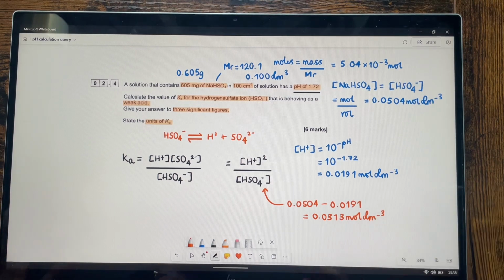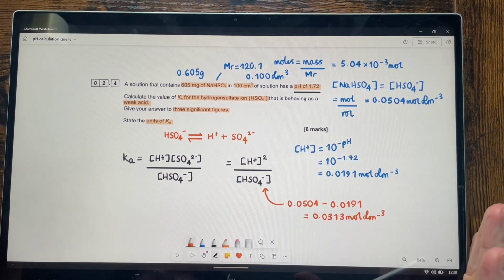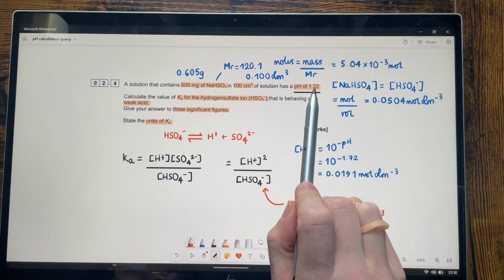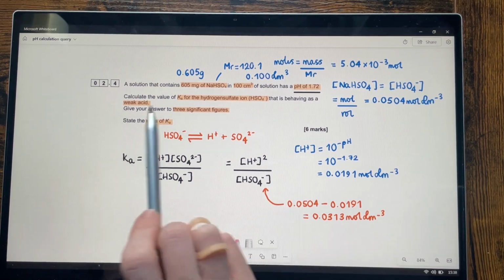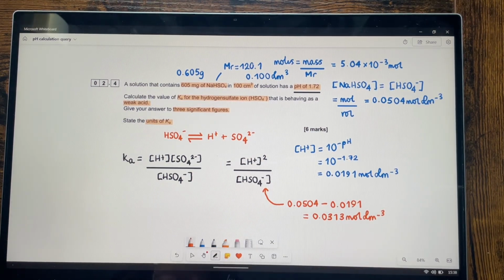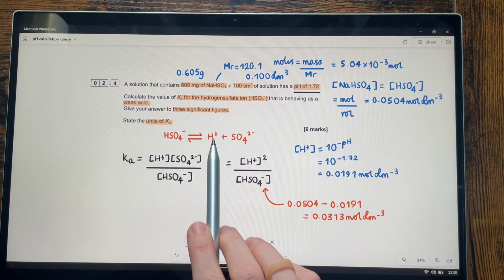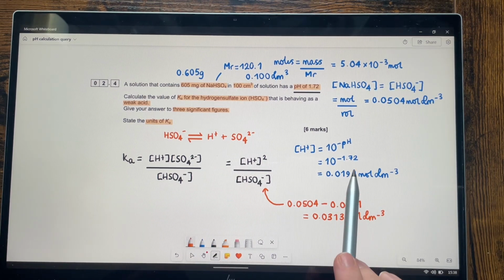Just to go over why we're doing that again. This pH is very, very acidic, far more representative of a strong acid than a weak acid, but we know it's a weak acid because we're told it's behaving like a weak acid, and we're calculating a value for Ka. Now, your value for Ka tells you the amount of dissociation. The value for Ka is going to be quite big here compared to a lot of other weak acids, because it has to be. We have to be getting quite a lot of dissociation to get a H plus concentration that is capable of giving us a pH of 1.72.